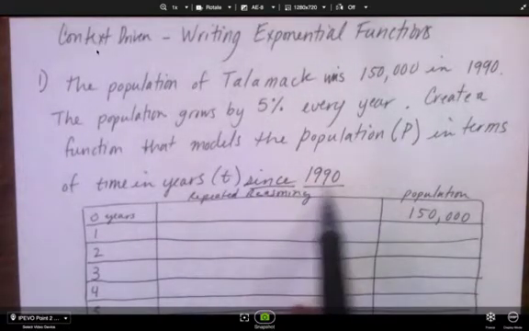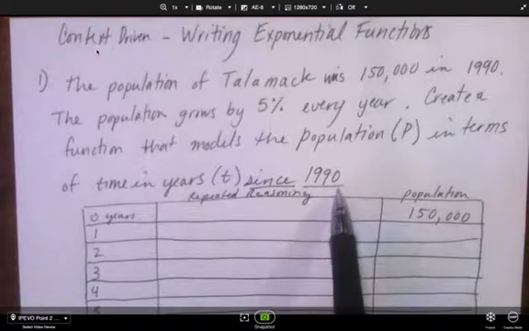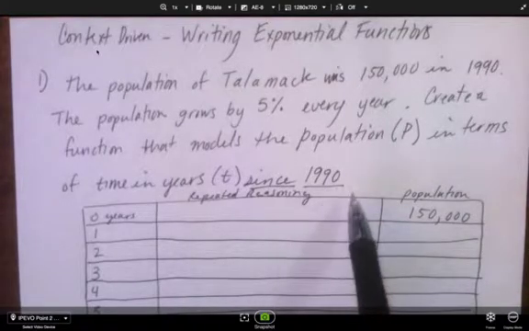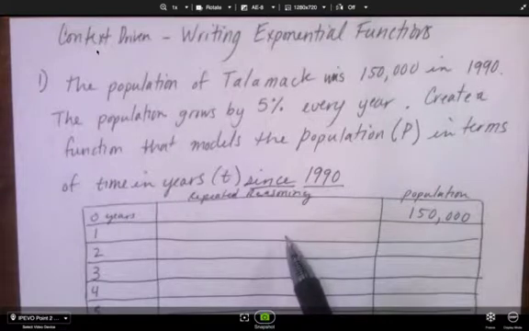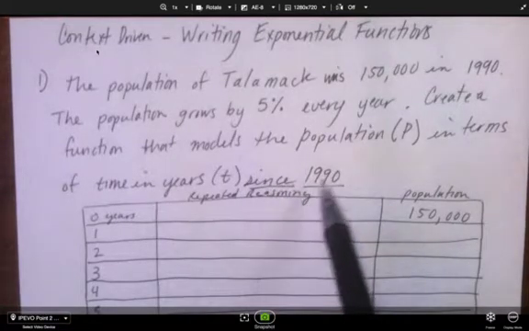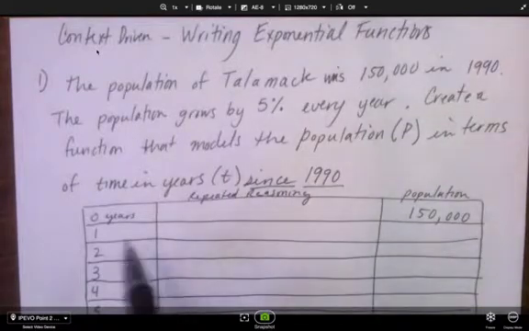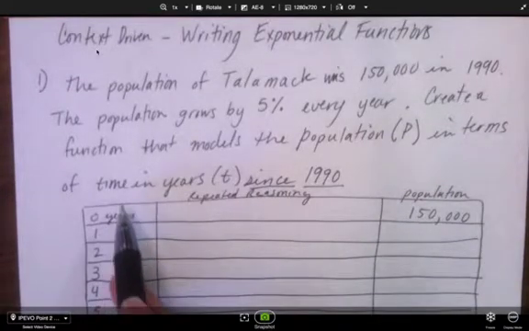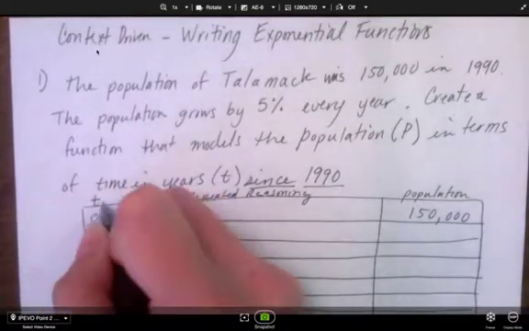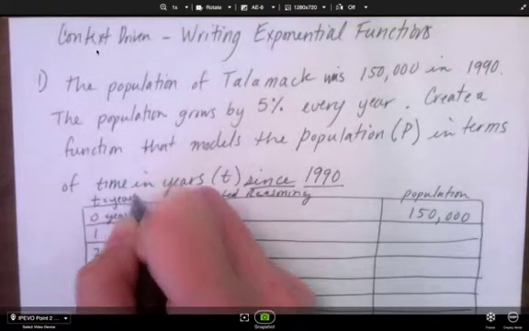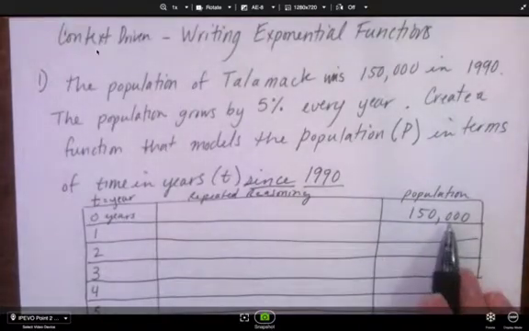So this is key here because we're just saying how many years have passed instead of asking what it is in 1999 and having to put 1999 in the equation. This is already assuming that you're calculating how long it's been since 1990. So in 0 years, if T is 0, then our population is 150,000, okay?